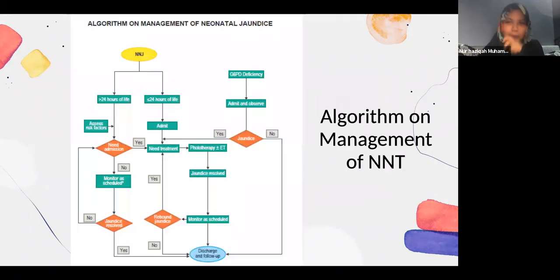Next. So this is the algorithm management for neonatal jaundice. Usually, when the baby is born in the hospital, they can detect earlier if there is any jaundice in the first 24 hours of life. Once they detect jaundice, they can go for treatment such as phototherapy or exchange transfusion. However, if it is more than 24 hours of life, if there are no features of jaundice, or there are features of jaundice, the baby will be observed and monitored for the jaundice to reduce, and can be discharged once the jaundice is off.